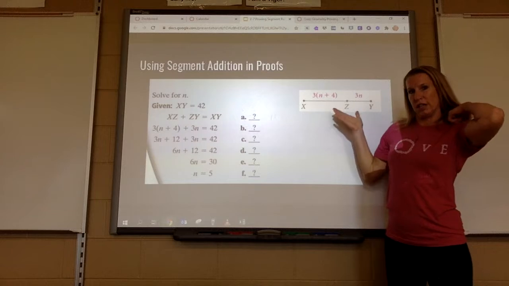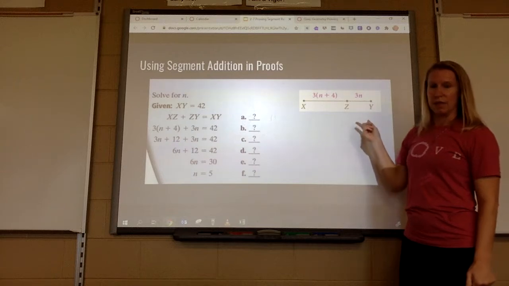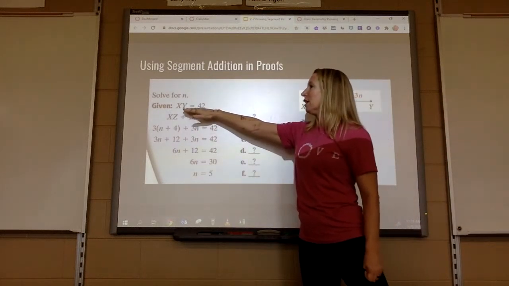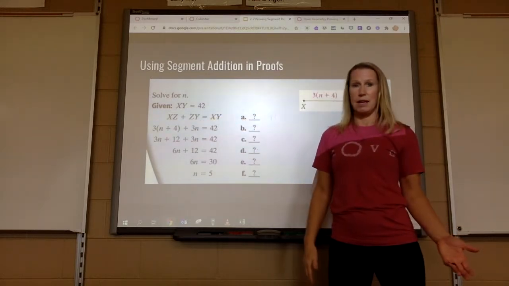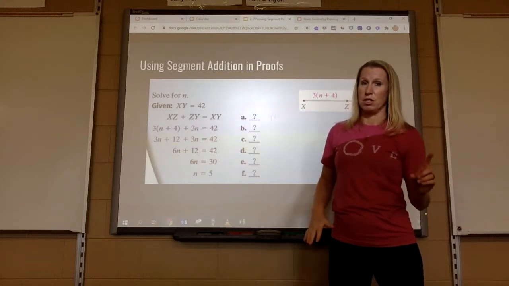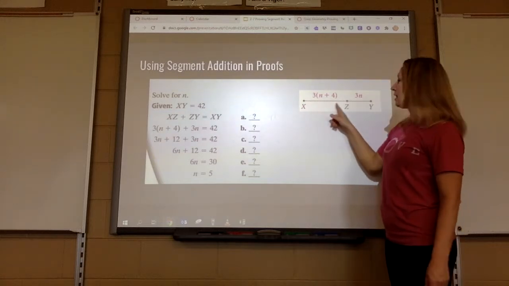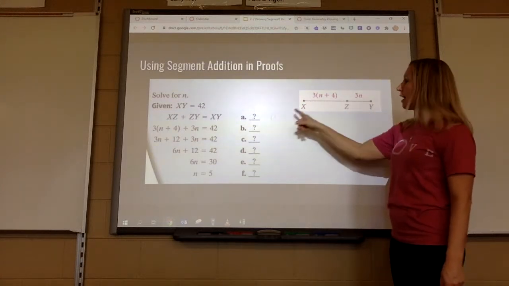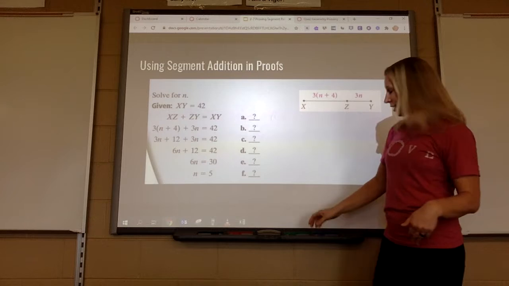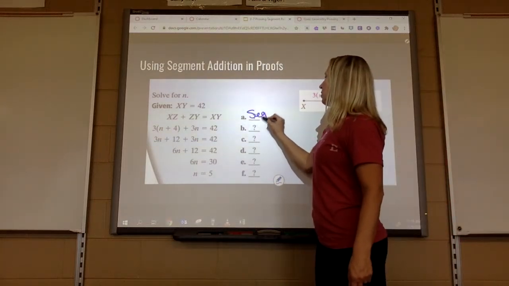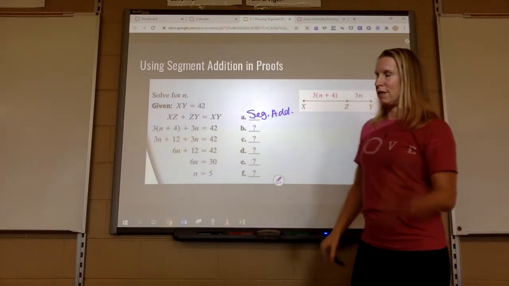So I've got this picture here. It says XZ, and then it gives me the length of XZ, and then ZY, and gives me the length of ZY. So I'm given that XY equals 42, but I want you to notice that first statement is not my given. So you do not put given on that first statement. But what the first statement says is that if I take XZ and add it to ZY, I get the entire segment XY, and that is called segment addition postulate. So I'm just going to put seg add to abbreviate it. So my first reason was not given.